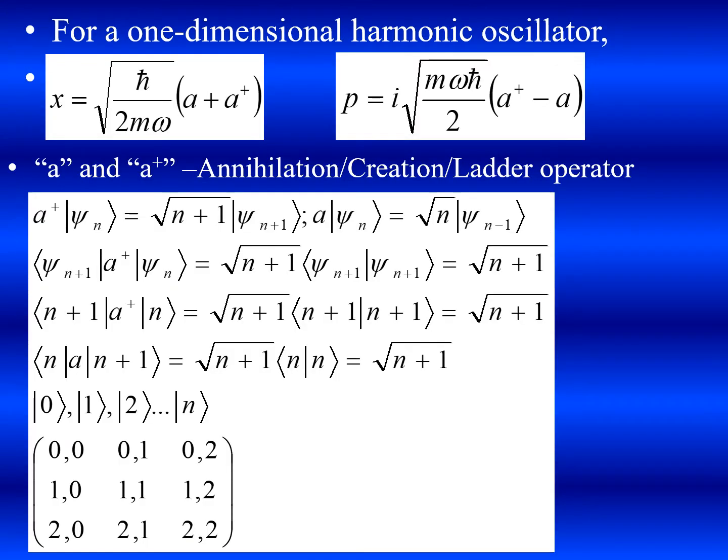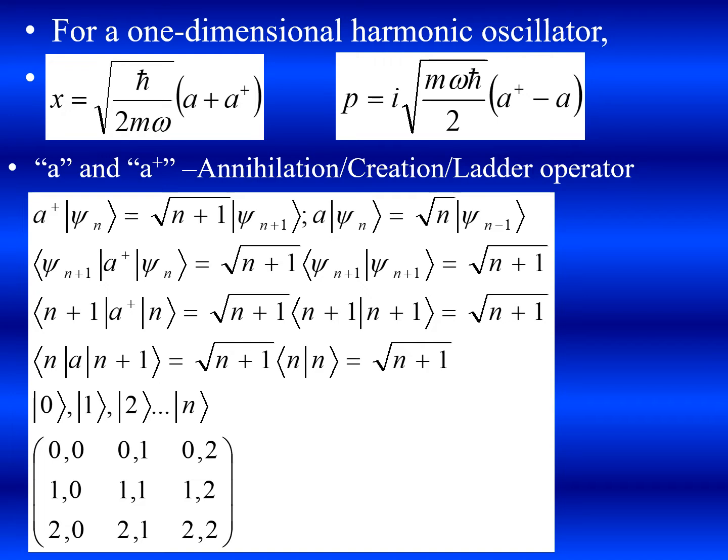So for one-dimensional harmonic oscillator, the position can be represented as √(ħ/2mω) times (a + a†). And the momentum operator is represented as p is equal to i√(mωħ/2) times (a† − a). And you know, a and a† are annihilation and creation operators. It's also called ladder operators. In one case, a is a lowering operator and a† is a raising operator. So it is also called ladder operator.